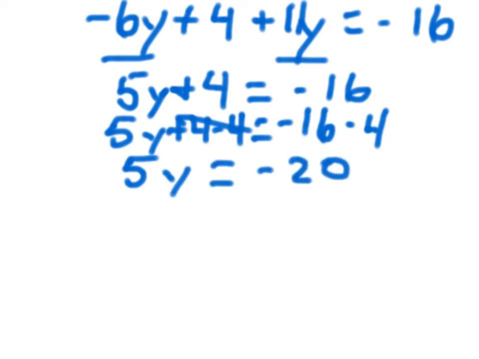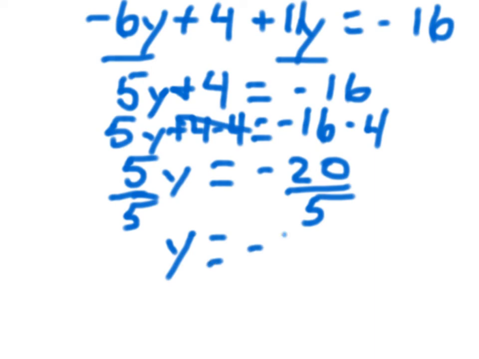I can see that I'm getting closer to leaving that variable by itself, so now I've got 5 times y, and the only way to get rid of that is through the inverse property. So instead of multiplying, let's divide by 5. I'm left with y equals negative 4, because I know negative 20 divided by 5, which is a positive, is always going to give me a negative. Negative 20 divided by 5 is negative 4. There we go.